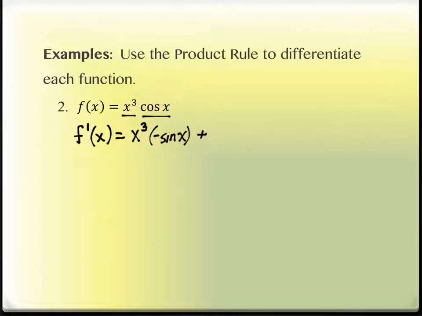Adding, what's the derivative of x cubed? 3x squared. And then it's rewritten times the cosine of x that we began with. Truly not a lot we can do to simplify, so in some regards this one's nicer than the last one. It's negative x cubed sine x plus 3x squared cosine x.